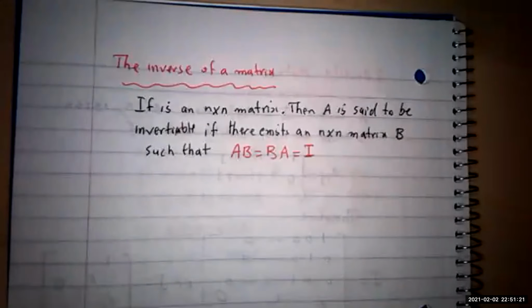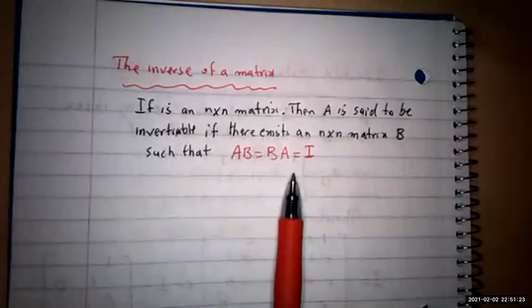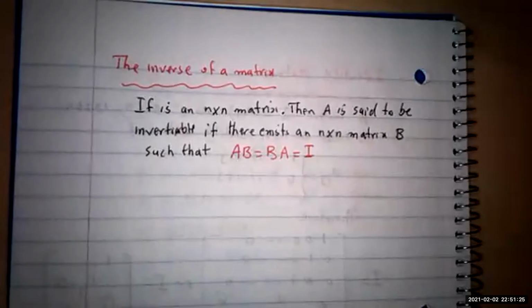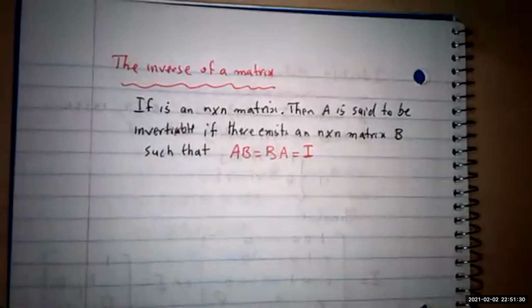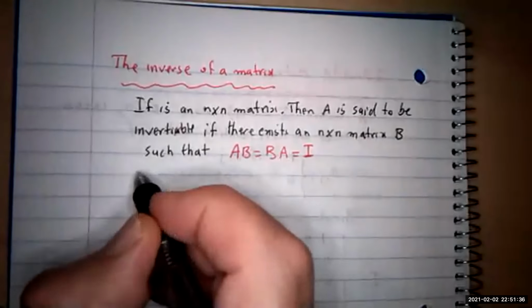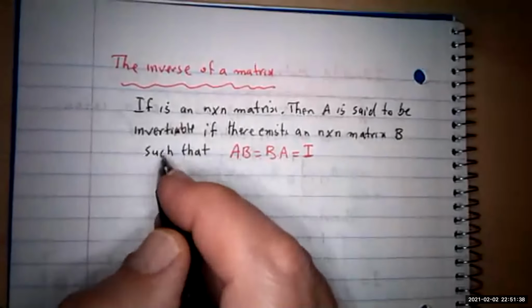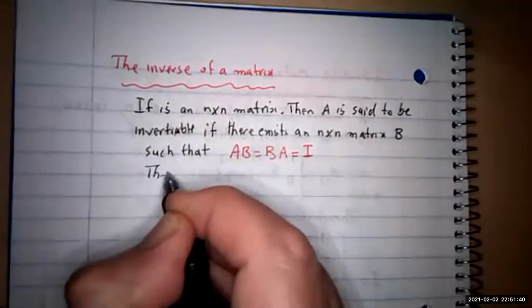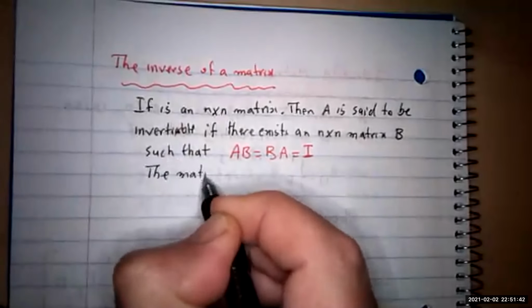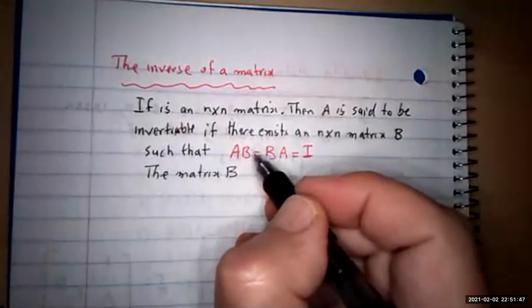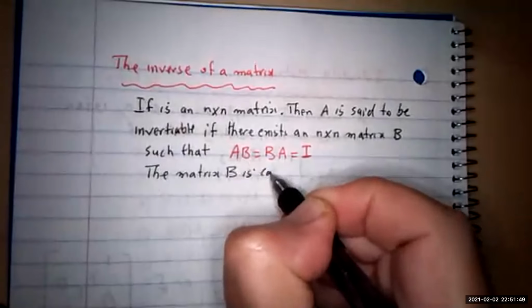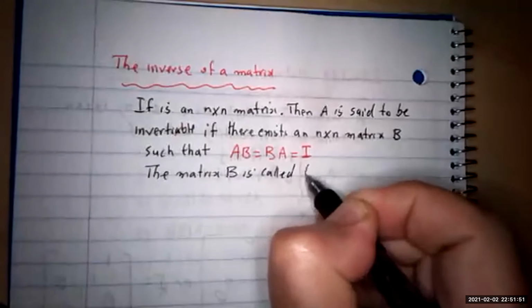You know that I is going to be the identity matrix, of course. We already talked about it. I is just an n by n matrix. If this is the case, the matrix B is called the inverse.